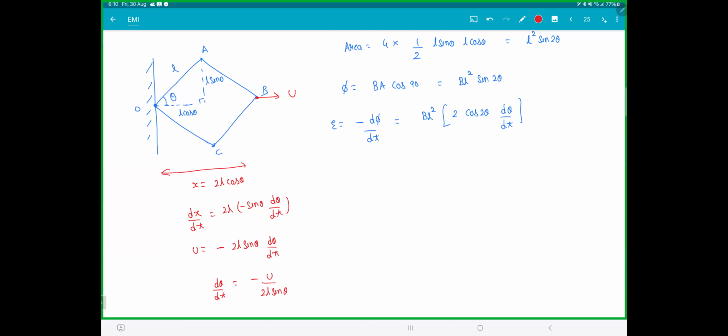The coordinate of point B is how much? 2L cos theta. So the rate of change of 2L cos theta must be the speed of B. Substitute here. So therefore EMF will be 2BL square cos 2 theta, and this guy would be minus u by 2L sine theta. So EMF will be BUL cos 2 theta by sine theta. That is your EMF as function of theta.